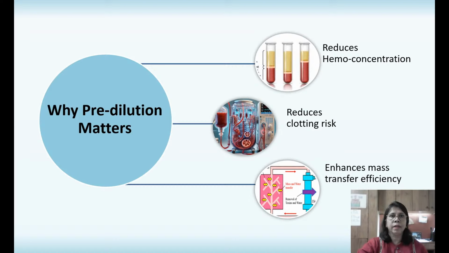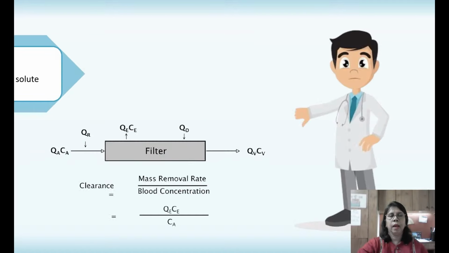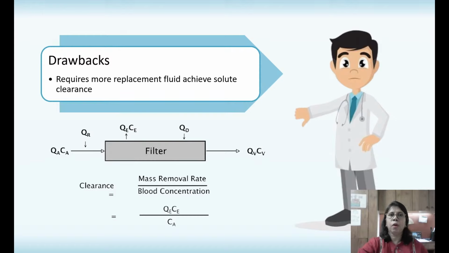And thirdly, for some compounds there is higher mass transfer efficiency because a concentration gradient is formed, which reduces the quantity of that product in the blood cells. However, the drawback of pre-dilution is its relatively low efficiency. So, to achieve the same amount of solute clearance, much higher levels of replacement fluid are required.